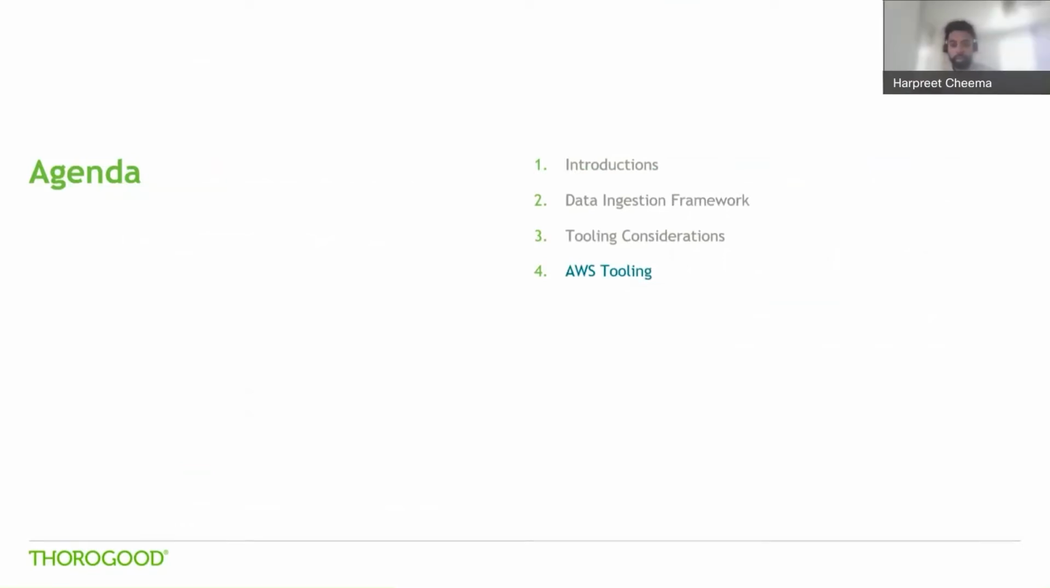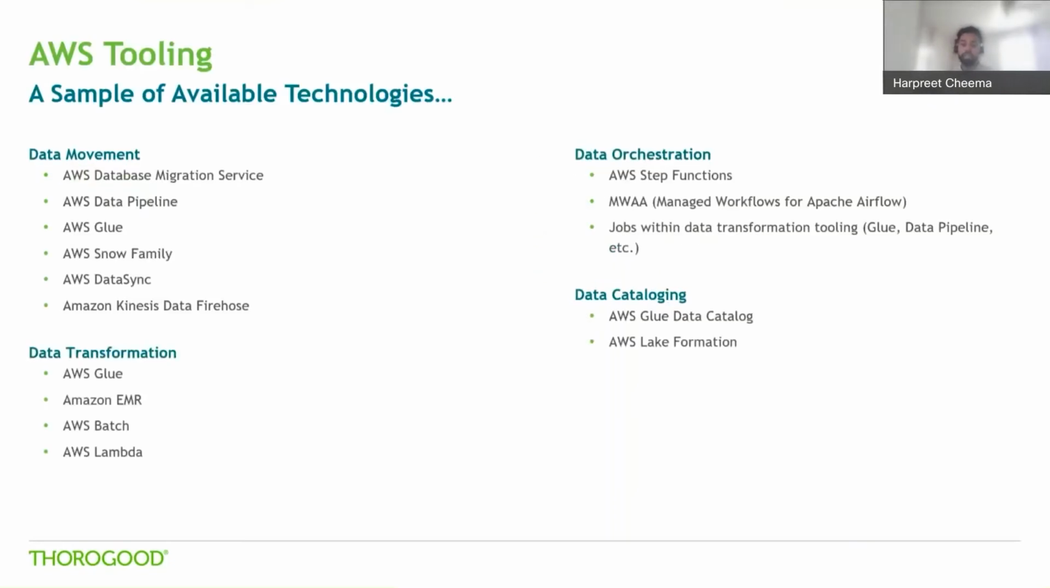So now we'll begin talking about some of the tools within AWS that can handle some of the considerations that John just laid out. On the screen here is a high-level sampling of tools that do the things that we have been talking about.